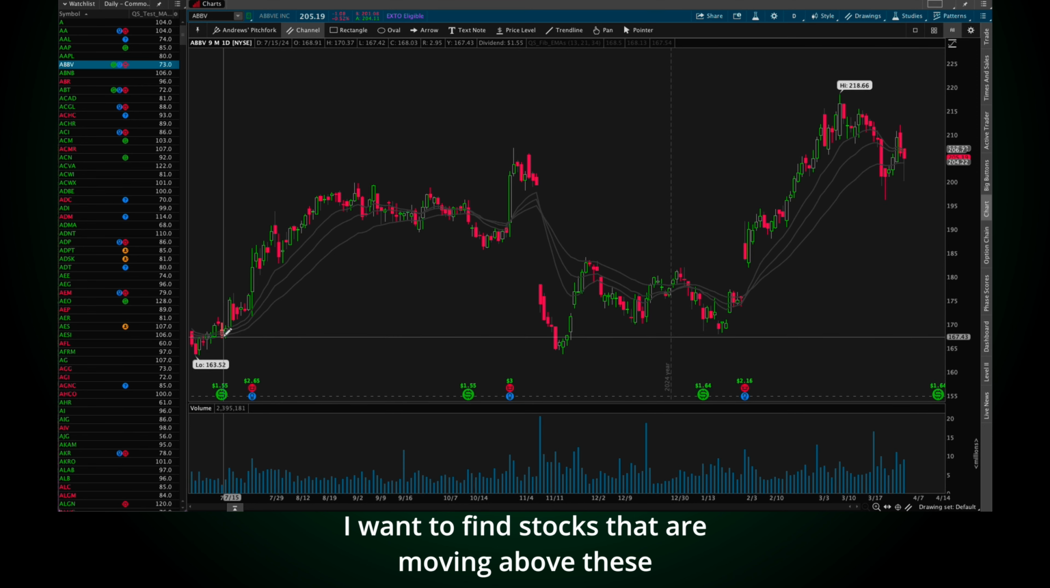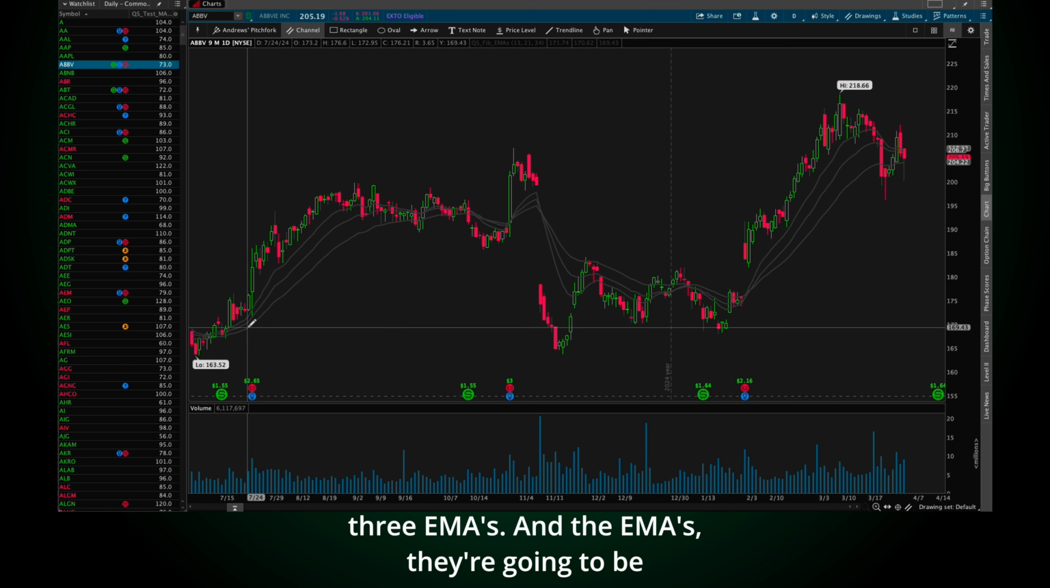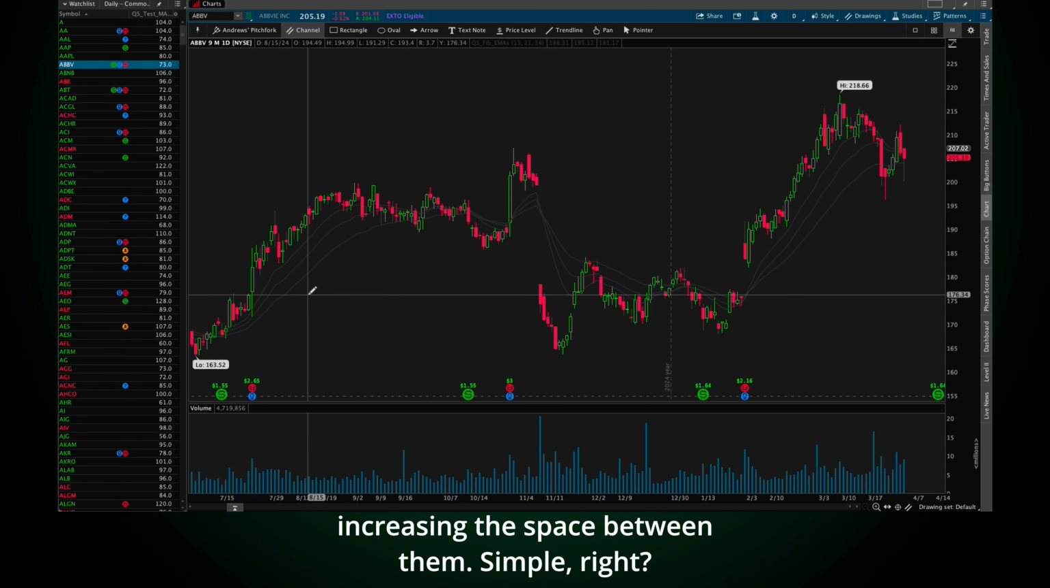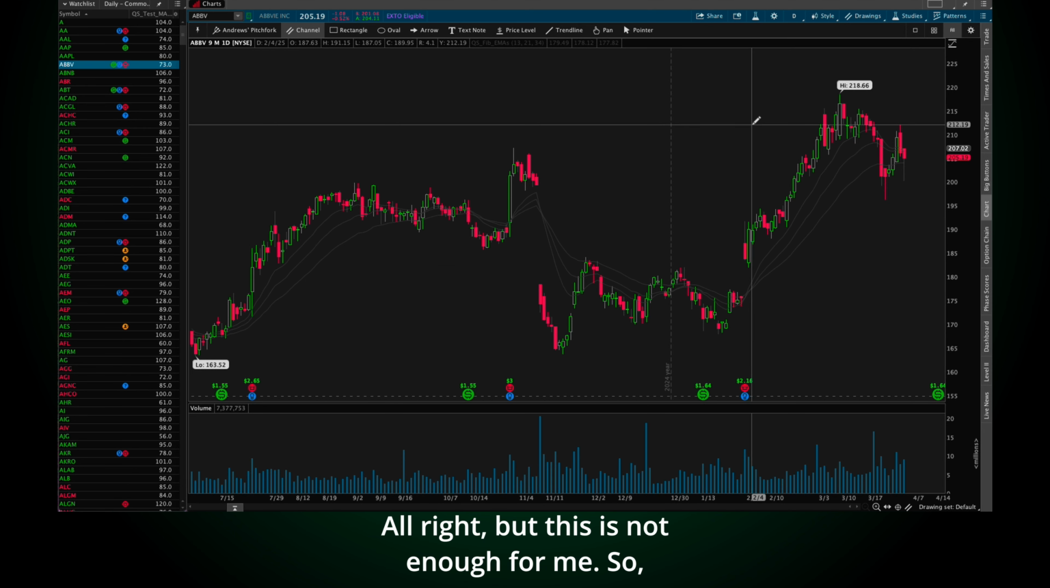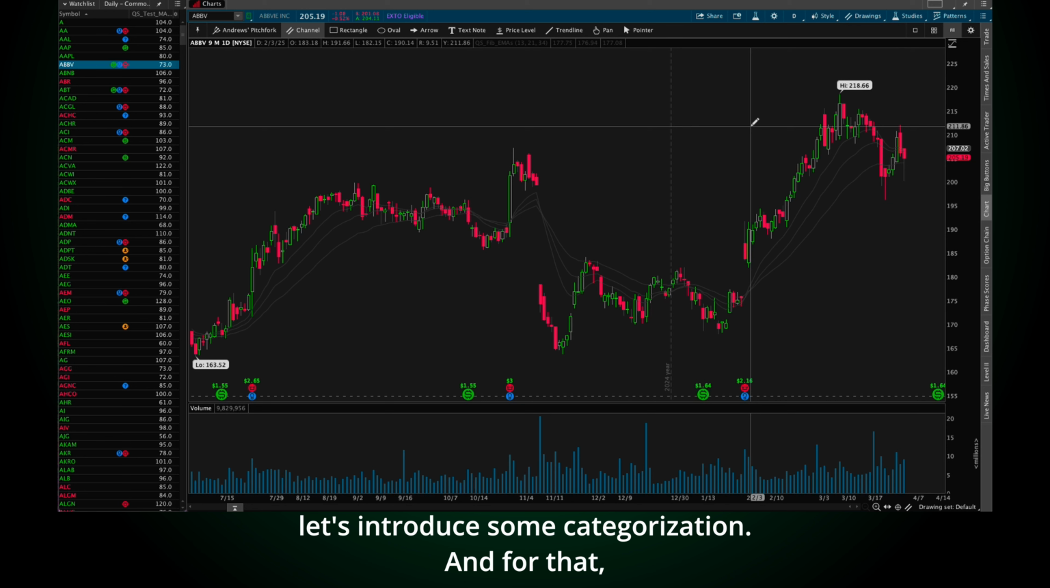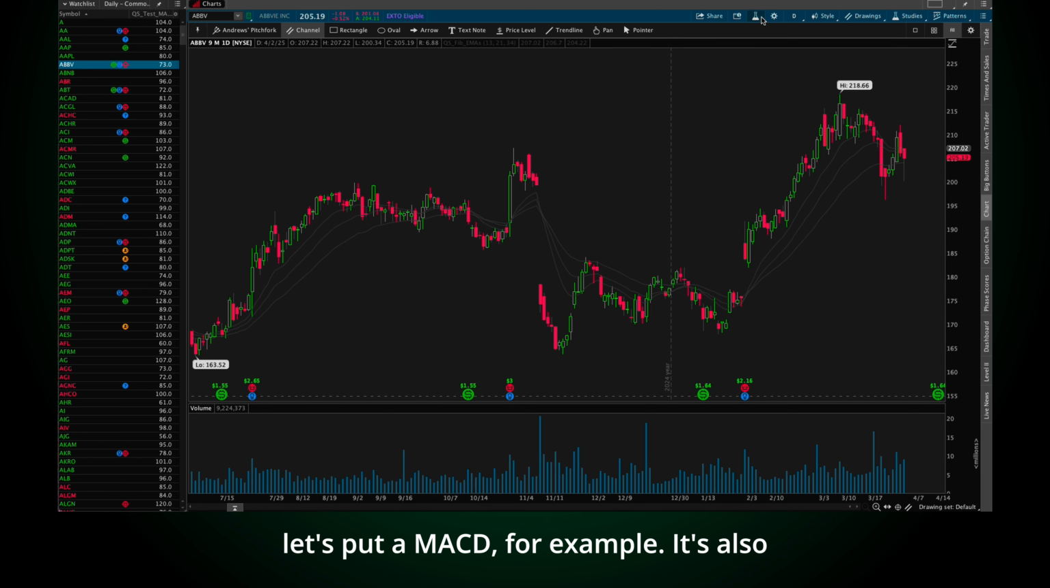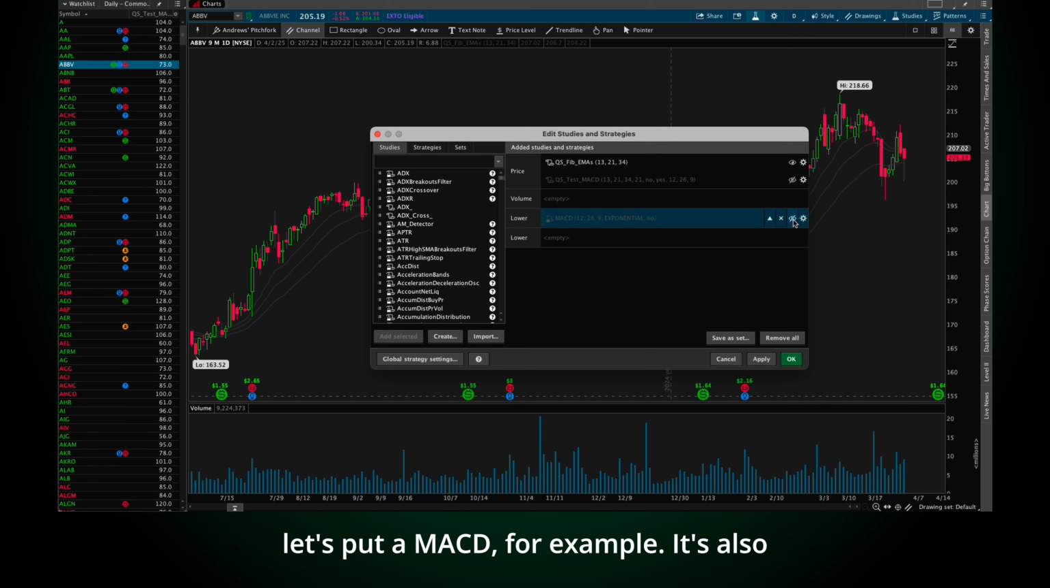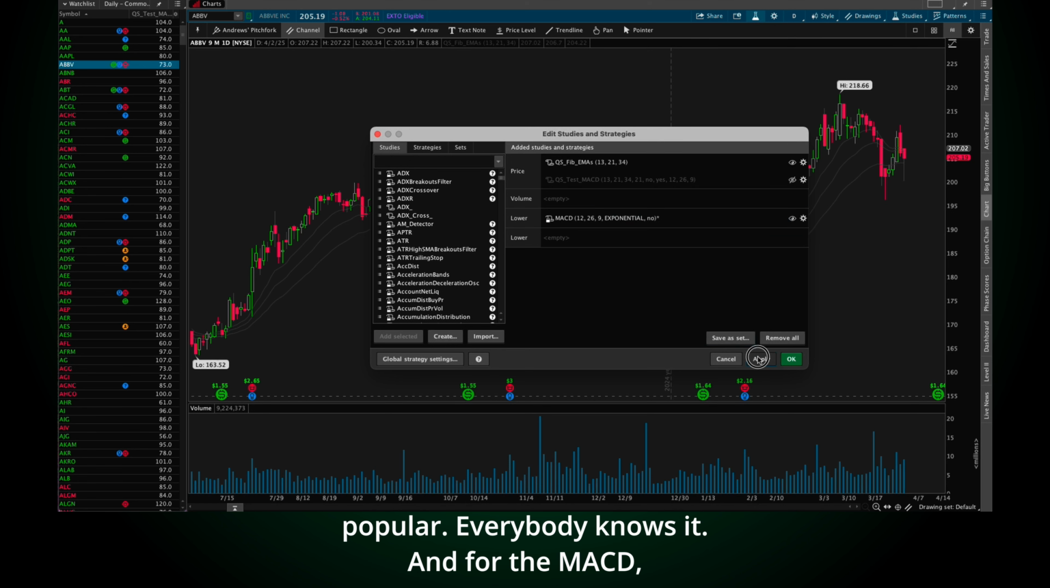I want to find stocks that are moving above these three EMAs, and the EMAs are going to be increasing the space between them. Simple, right? All right, but this is not enough for me. So let's introduce some categorization. And for that, let's put a MACD, for example. It's also popular. Everybody knows it.